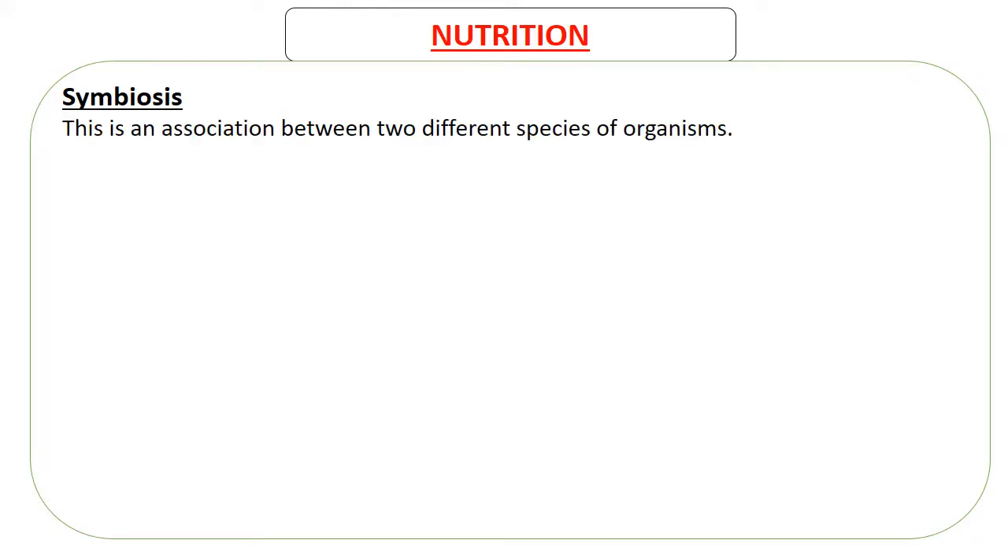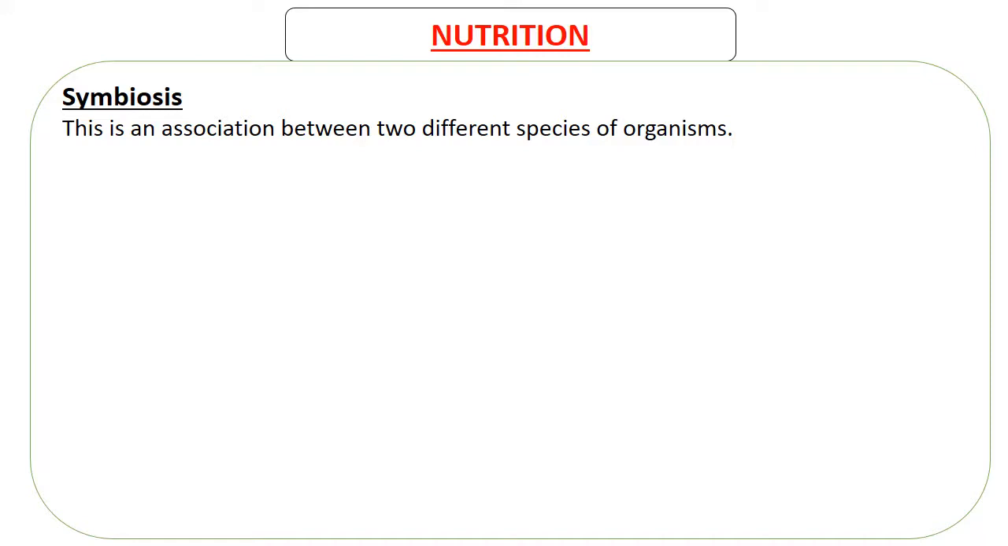So what is symbiosis? Symbiosis is an association between two different species of organisms. A species of an organism is a type of organism. For example, us humans are a species, dogs are a different species, butterflies are a different species. So if there is an association, some kind of relationship between two different species of organisms, we say there is symbiosis. So there are three types of symbioses.